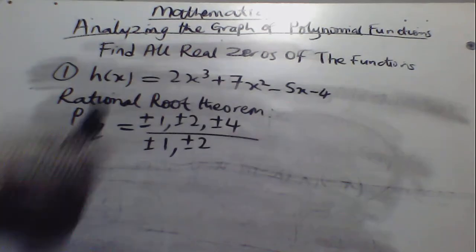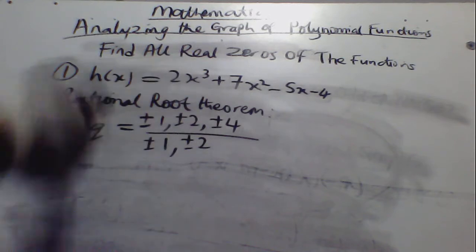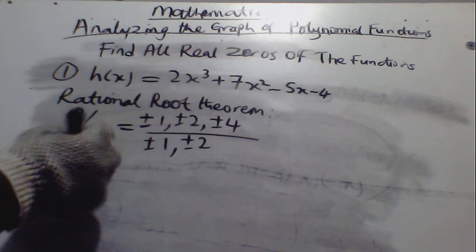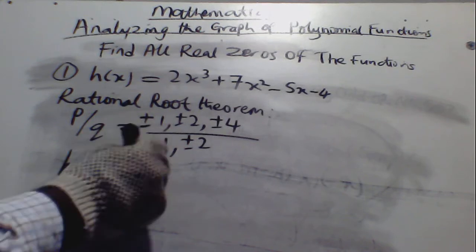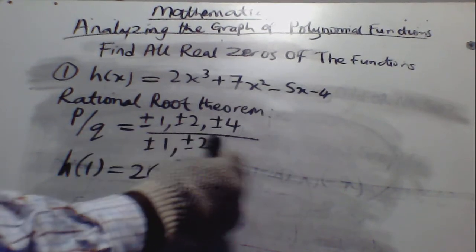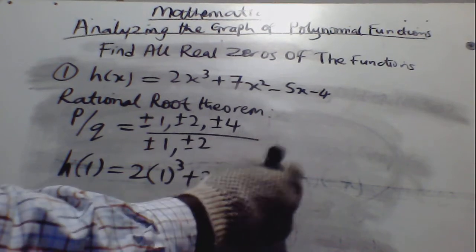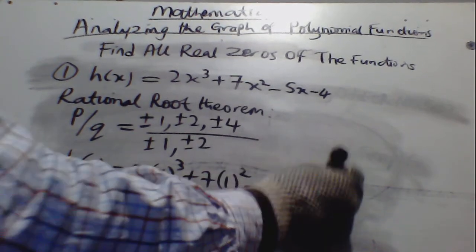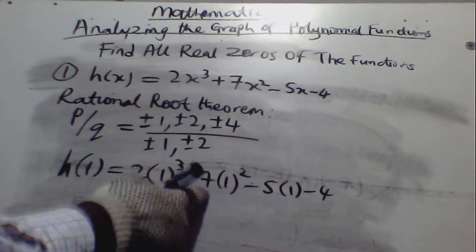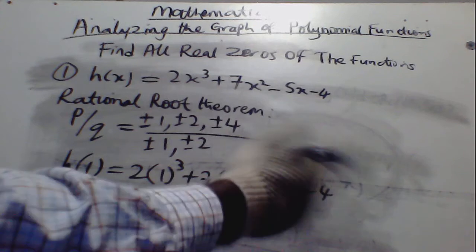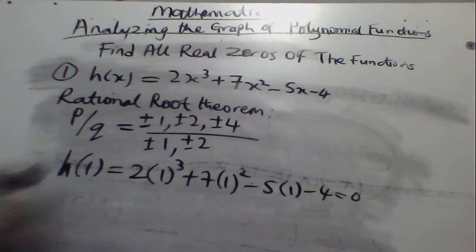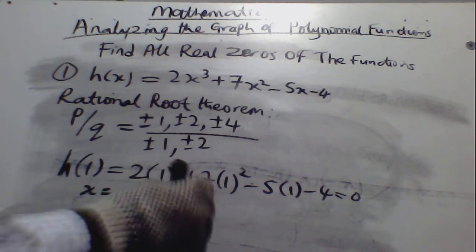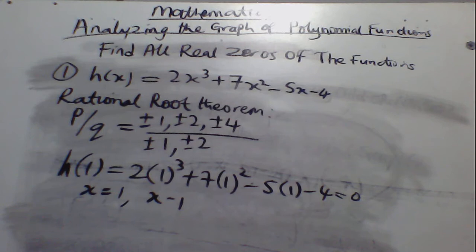So let's quickly use the remainder theorem to check, because in this case you can use any method. Let's substitute 1 here. H of 1 gives us 2 times 1 raised to power 3 plus 7 times 1 raised to power 2 minus 5 times 1 minus 4. This gives us 2 plus 7, which is 9, minus 5 minus 4, which is 9. So 9 minus 9 will give us what? 0. So in this case, we now know that x equals 1 is one of the zeros of this function, and x minus 1 is one of the factors of the given function.